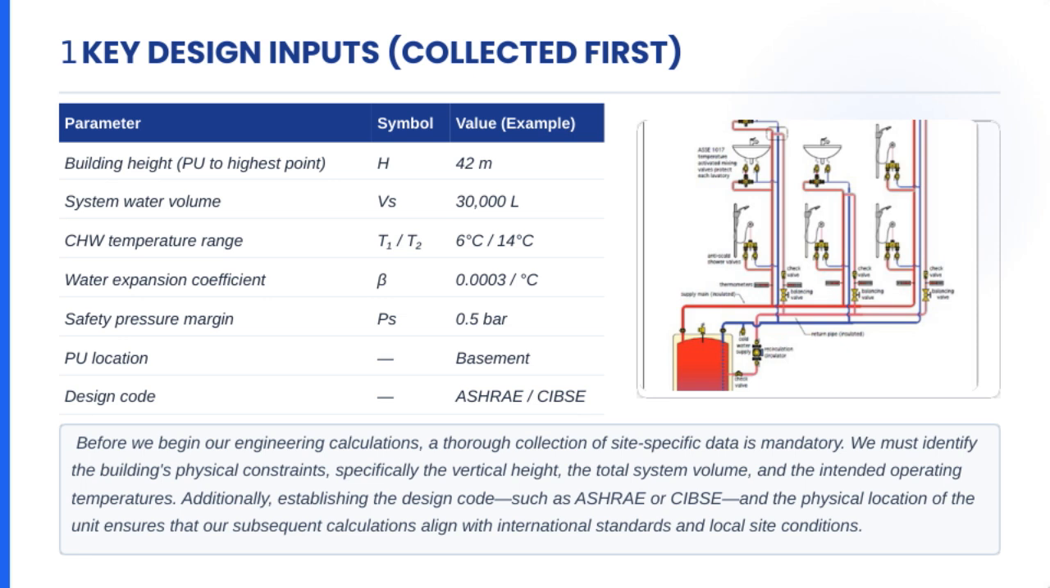Finally, we choose the design code, such as ASHRAE or CIBSE, to ensure our design complies with recognized standards and best practices. Before we get into the detailed calculations, it's clear that collecting this site-specific data is mandatory. It helps us understand the physical constraints of the building, the operating conditions, and the relevant standards to follow. By doing so, we ensure that our design is both safe and optimized for the actual site conditions.